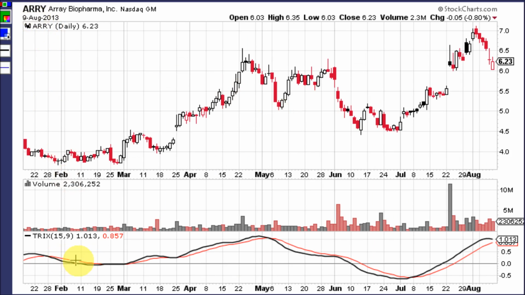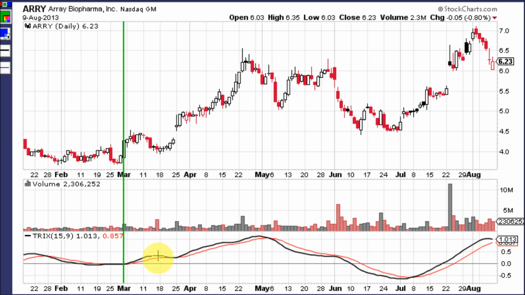The first one comes when Trix drops below the zero line just briefly and then crosses back up through it right here. That was on one of the biggest volume days so far on this chart, and the stock breaks out into blue sky territory above all levels of resistance so far on this time period of the chart.